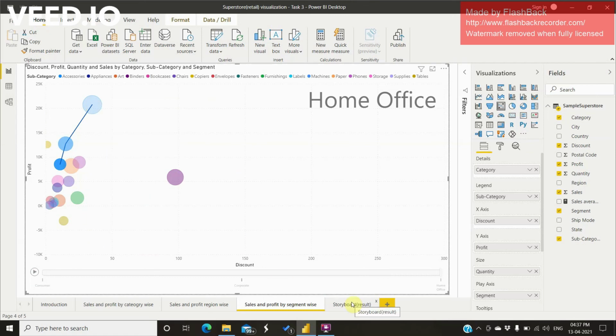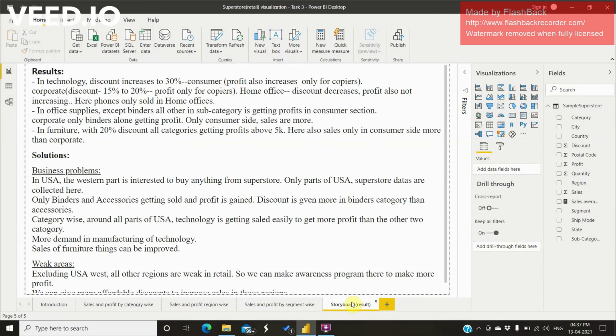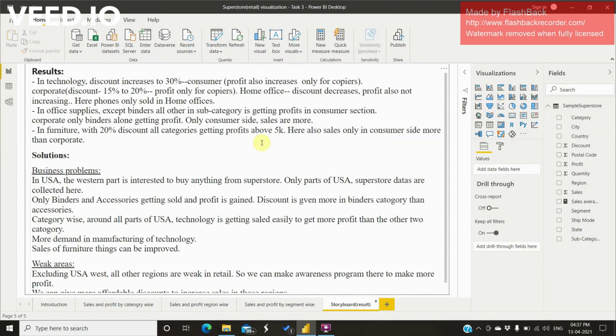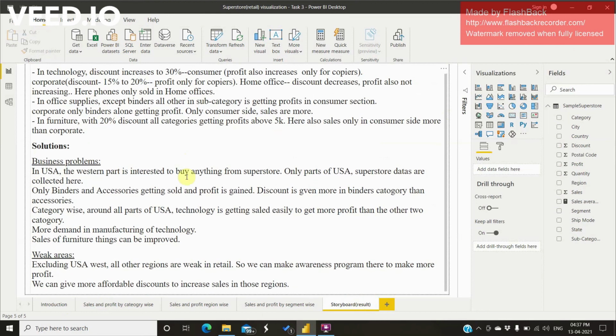So at last I am going to show the storyboard. As I showed before, the two conclusions, right? I want to predict this problem statement, so I wrote the results here. I'm getting those results from the visualization. I'm giving some business problems also. In USA, the western part is interested in buying from Superstore. Only parts of USA Superstore data are collected here, as the data is coming from only parts of USA, not from other countries.